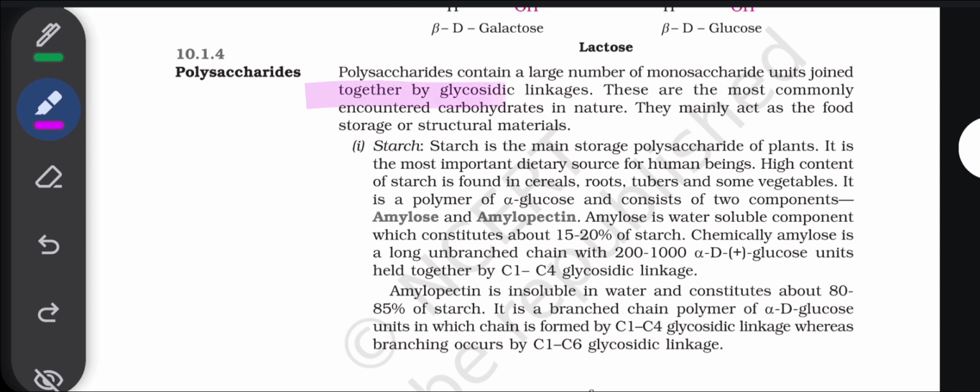So glycosidic linkage is present in carbohydrate. These are the most commonly encountered carbohydrate in nature. Most commonly encountered. They mainly act as food storage or structural material. Okay, starch, very important polysaccharide.